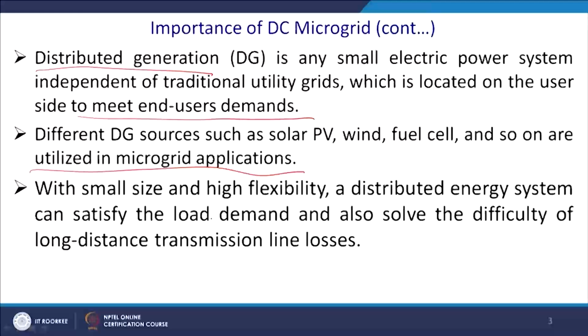With a small size and high flexibility, we have seen different kinds of architecture of the DC microgrid or the microgrid in our initial lectures. Our distributed energy system can satisfy the load demand and also solve the difficulty of long distance transmission losses. So, you do not have any T&D losses, because transmission losses will be zero as you are in very close proximity to your load and source.